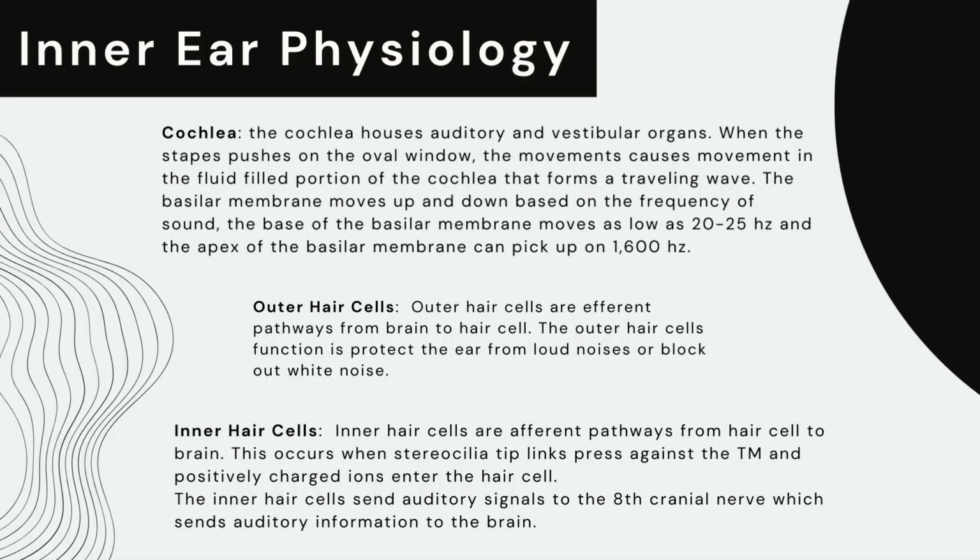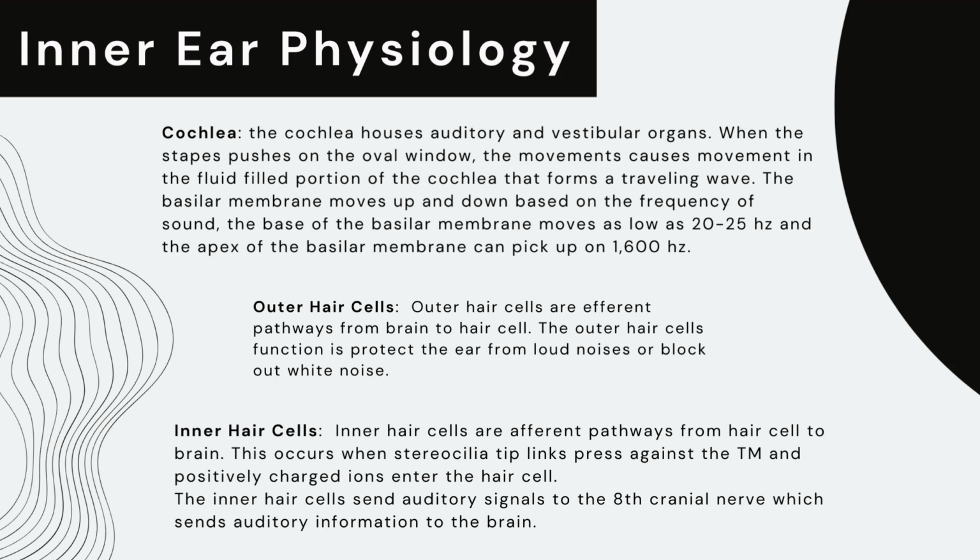Inner ear physiology. The cochlea houses auditory and vestibular organs. When the stapes pushes on the oval window, the movement causes movement in the fluid-filled portion of the cochlea that forms a traveling wave. The basilar membrane moves up and down based on the frequency of the sound. The apex of the basilar membrane moves as low as 20 to 25 Hz, and the base of the basilar membrane can pick up on 1,600 Hz.